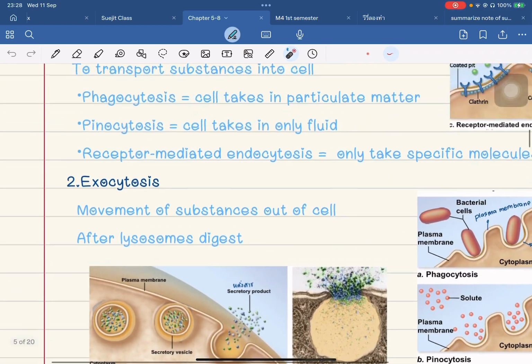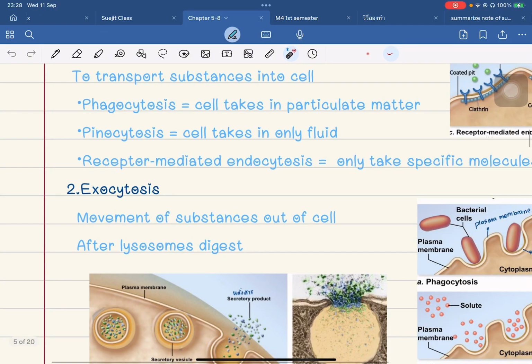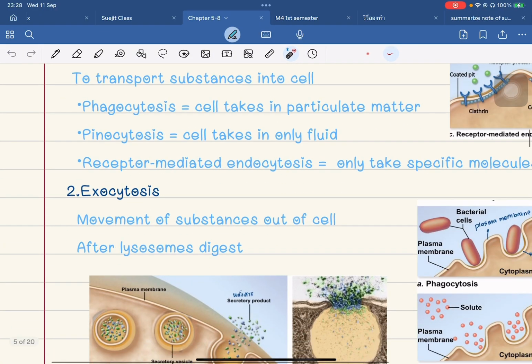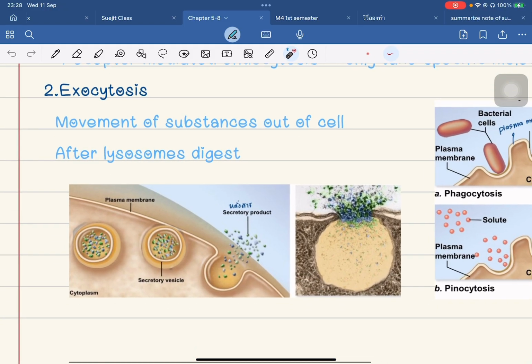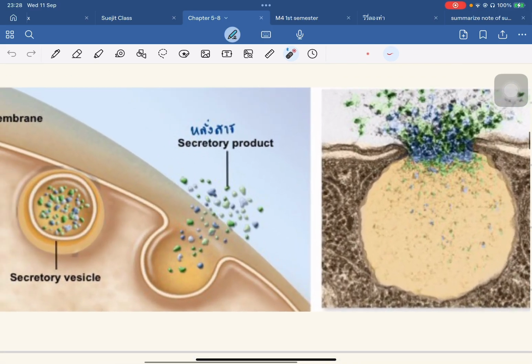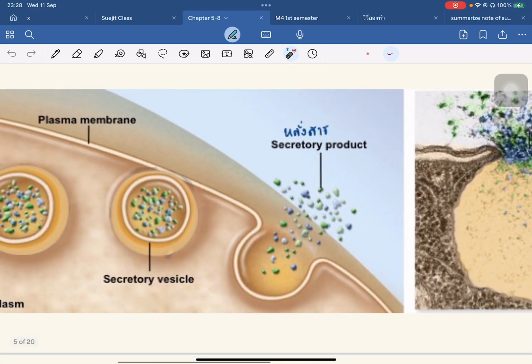And the next one is exocytosis. This one is the opposite of endocytosis. This one moves substances out of the cells. So like after the lysosomes digest those molecules, they're going to move those products out.